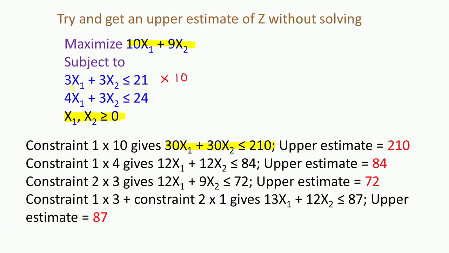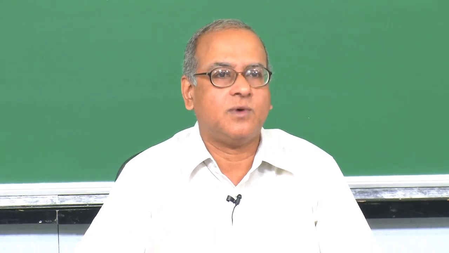Now, the first constraint multiplied by 10 says that 30x1 plus 30x2 has to be less than or equal to 210. Therefore, 10x1 plus 9x2, which itself is less than or equal to 30x1 plus 30x2, will have to be less than or equal to 210. Therefore, we can say without solving that the value of the objective function at the optimum cannot exceed 210.